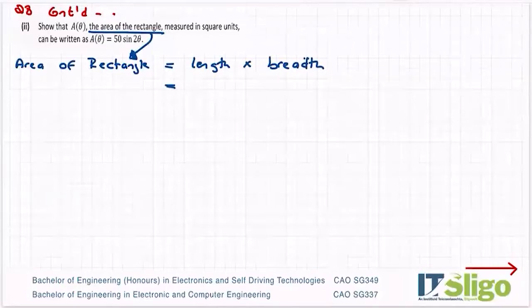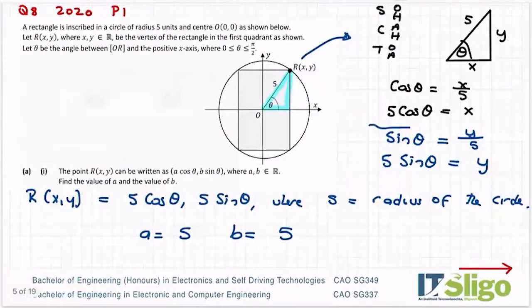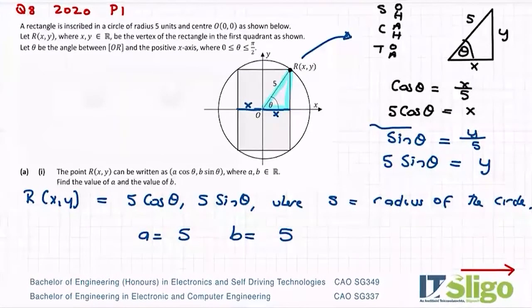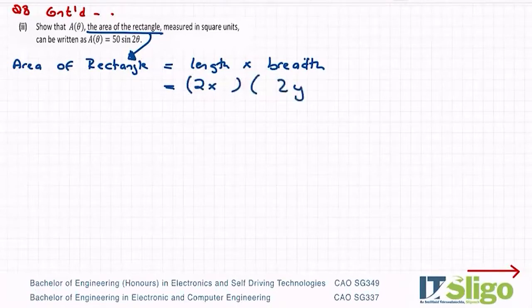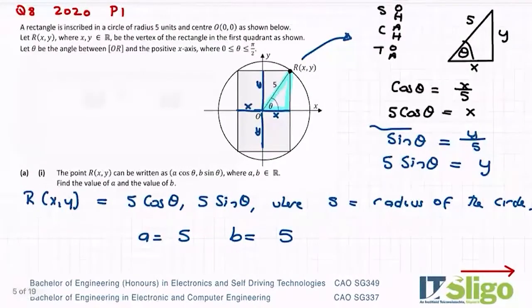which in our rectangle, if I'm calling him X, would be 2X. Can you see that? And if I called him Y, it would be 2Y. Okay, so for me, it's 2x multiplied by 2y. Okay, only because I defined x here in terms of that right angle triangle.